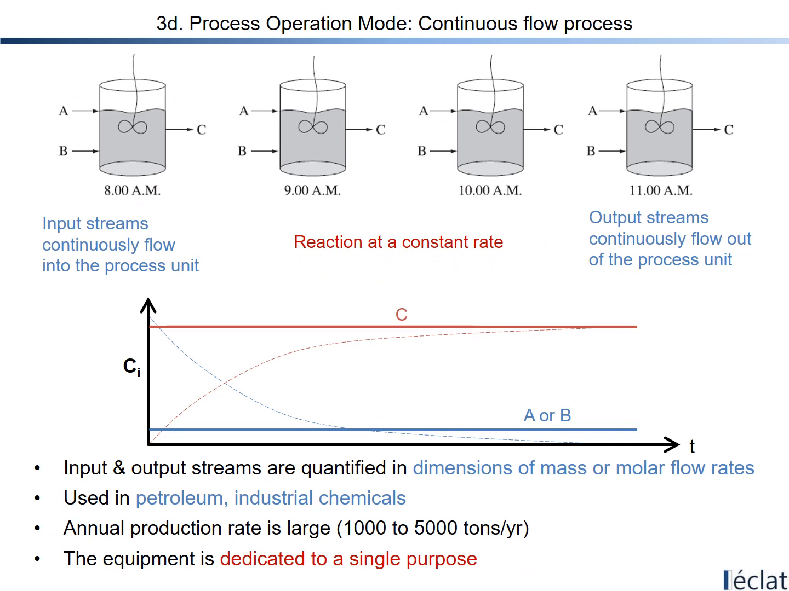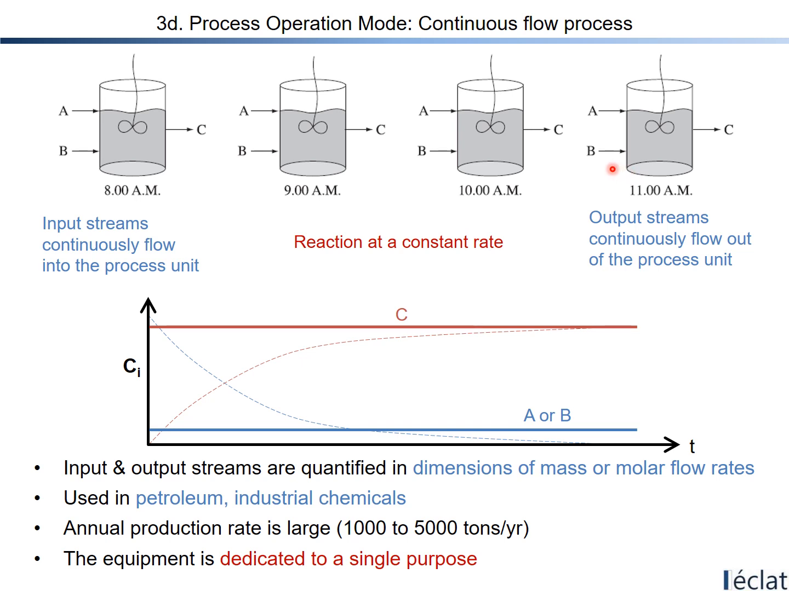The next one is continuous flow process mode, and the same chamber. However, even at time equal to zero, A and B are introduced into the system at some specific flow rate. At the same time, the product C is going out of the system. And after 1 hour later, the same situation, 2 hours, same situation, 3 hours, same situation, and it is going forward.